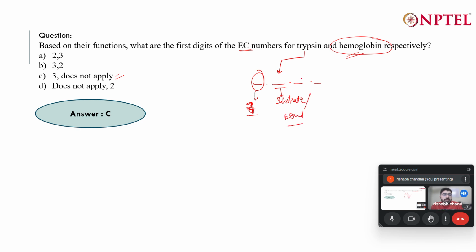The third one is given based on the subclass of the enzyme, and the last one is given specifically to a particular enzyme, so this is the differentiating number. For trypsin, because it belongs to the class of hydrolases, the number that is given is 3. So this would be the correct option, that is option number C.